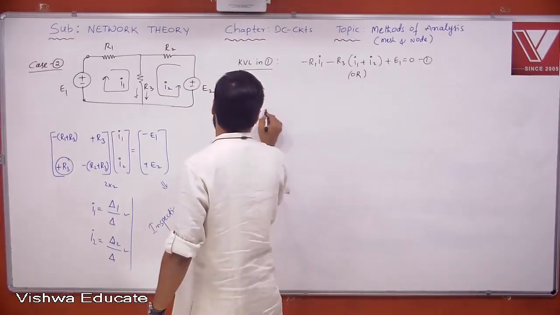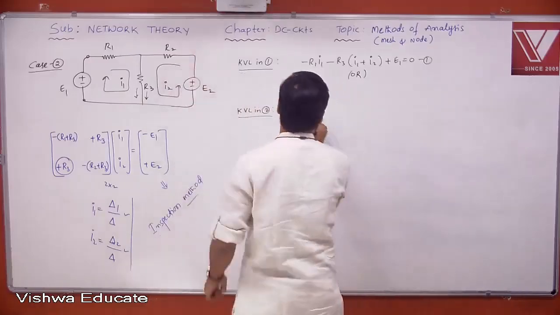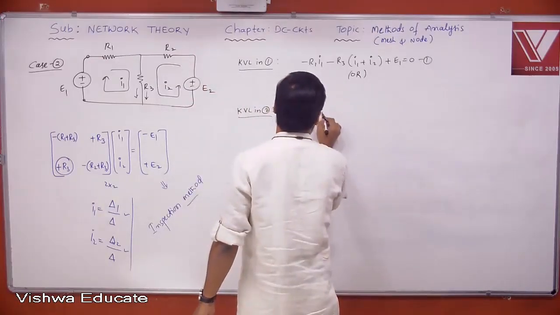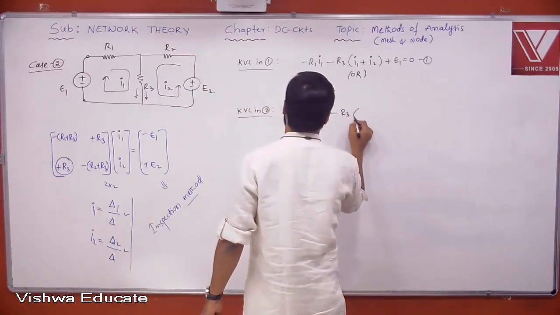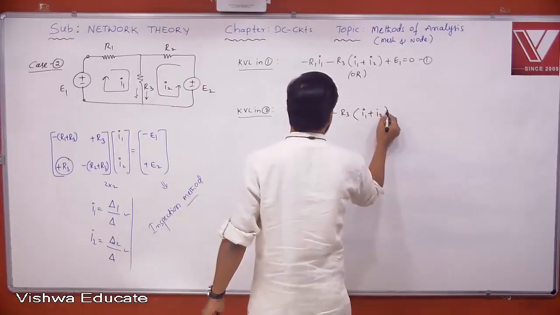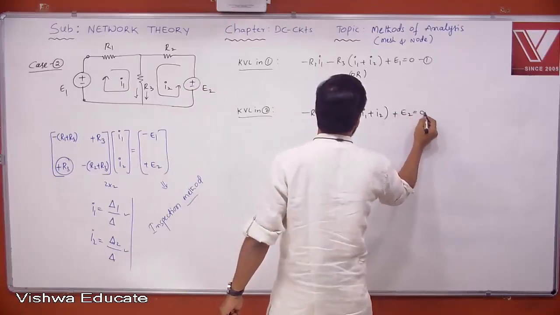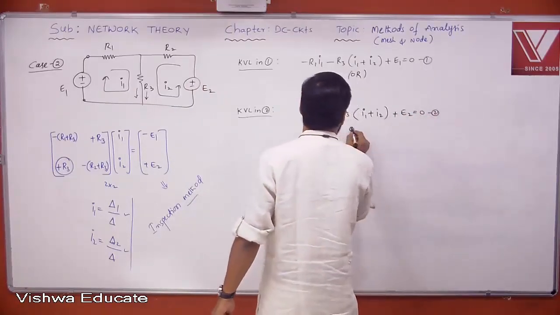KVL in the second loop, you can again take minus R2 I2, minus R3, again here the same I1 plus I2, yes or no? Then plus E2, you are taking the rise in voltage, fall in voltage concept here.